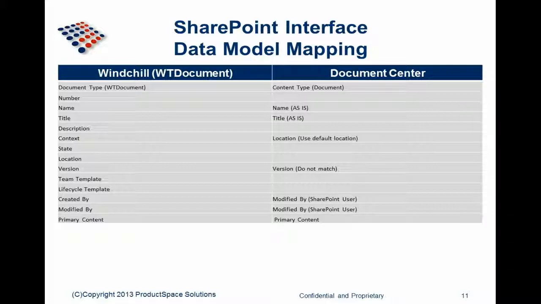Then we map the data model between Windchill and SharePoint. As we are sharing only the documents between Windchill and SharePoint, WTDocument attributes can be directly mapped with the document center attributes. We also design a transformation logic required to transfer or transform input into the specific output.